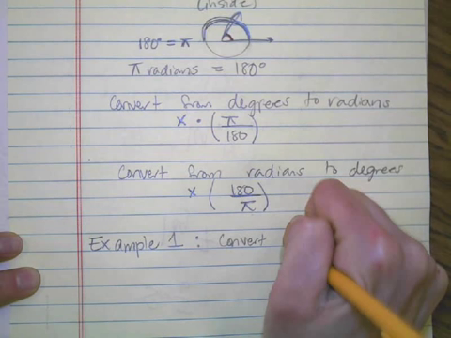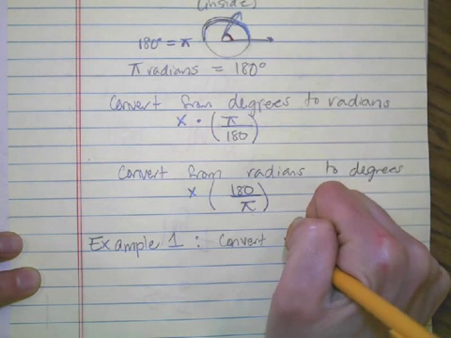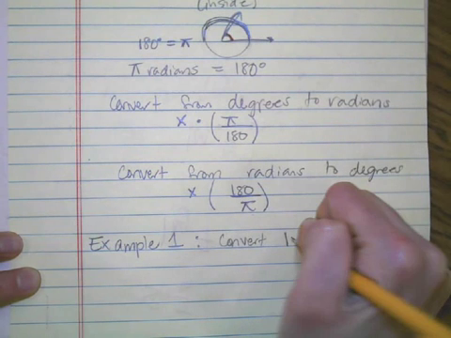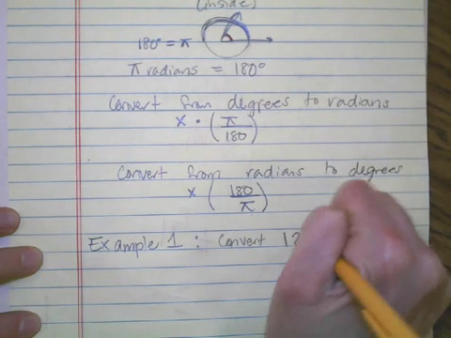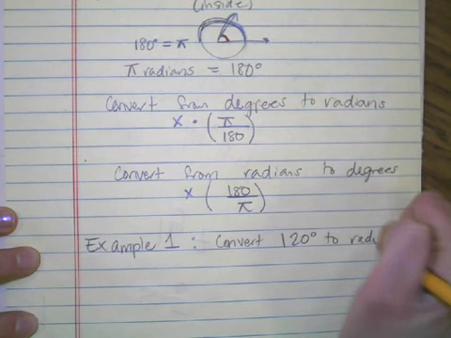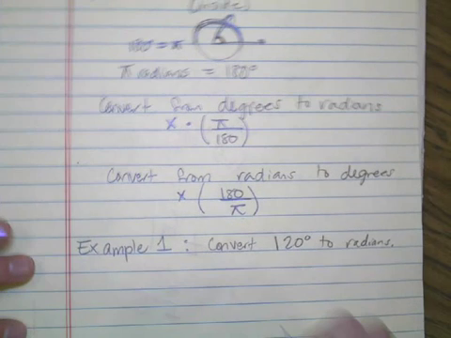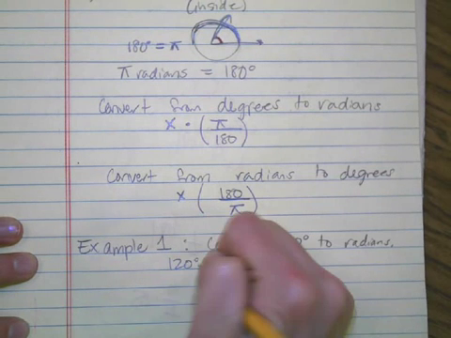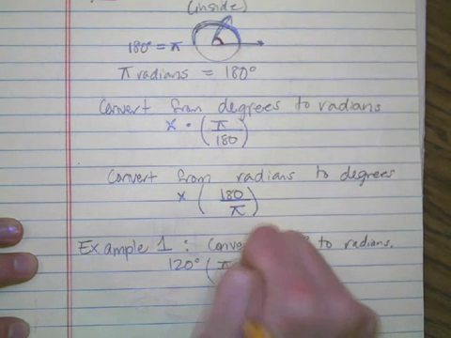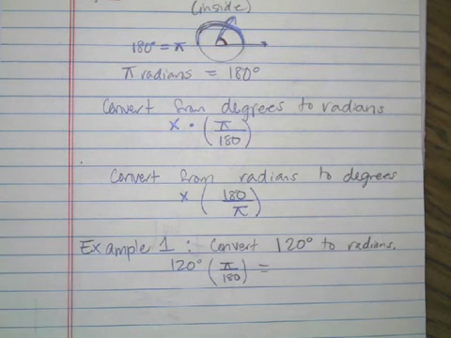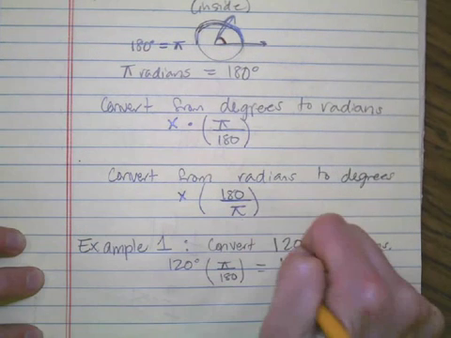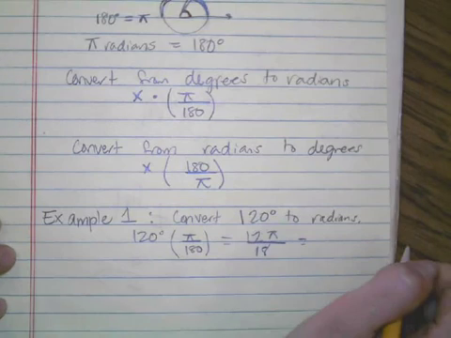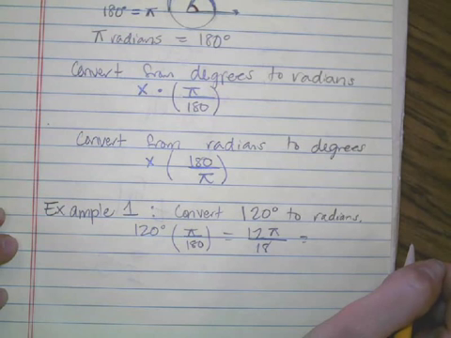So example 1, convert 120 degrees to radians. Oh, that's easy. So from degrees to radians, you take 120 degrees and you multiply by pi over 180. So you reduce the fraction. So it'd be 12 pi over 18, which you can reduce again. Can you do that on calculator? No.